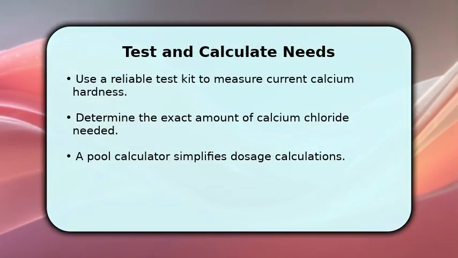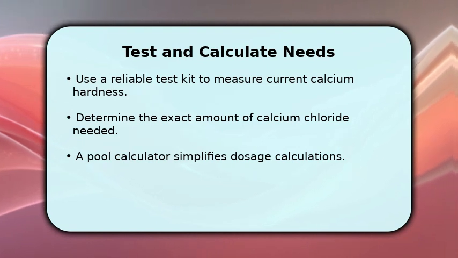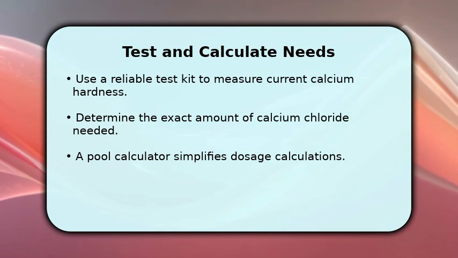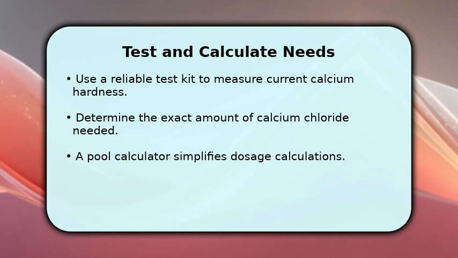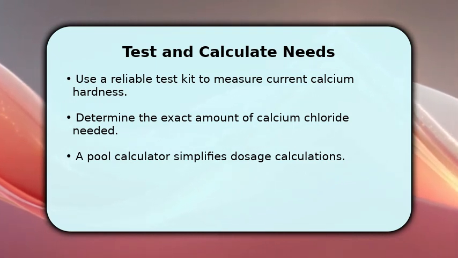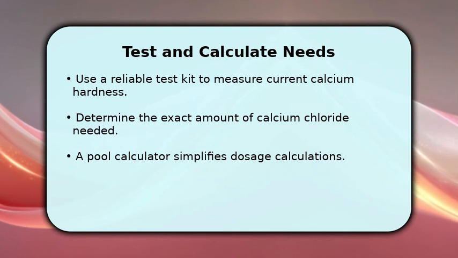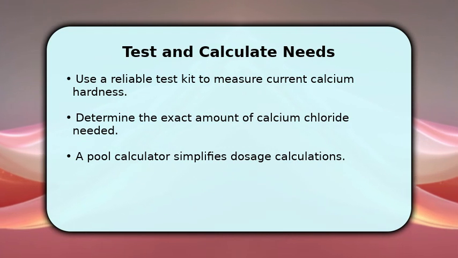Before adding anything, you need to know your current calcium hardness level. Use a quality test kit to get an accurate reading. Once you have that number, you can calculate how much calcium chloride is required to reach the ideal range. Many online pool calculators can help you determine the precise dosage based on your pool's volume and current calcium levels, making this step straightforward and accurate.